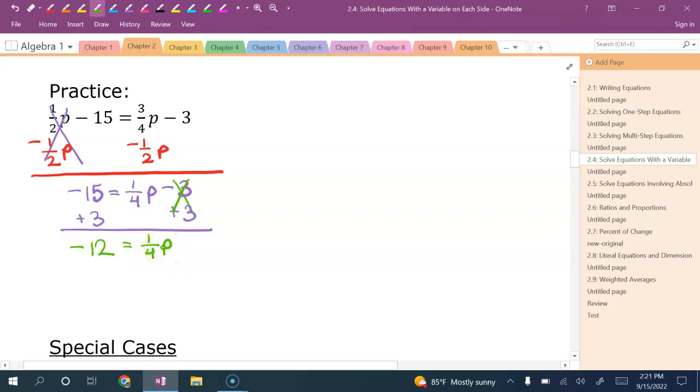And the last step is to get rid of that fraction. And so to do that, you need to multiply by the reciprocal, which would be 4/1 or 4. So I'm going to multiply both sides by 4. And that got p equaled negative 48.